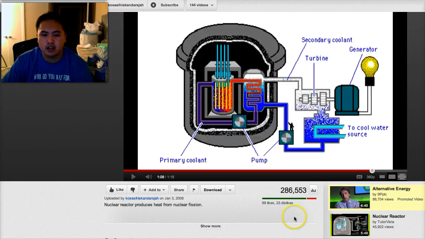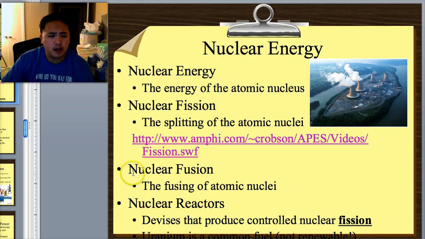Again, we could talk about it later when I get back to school. But I thought it was pretty cool. I never knew how a nuclear power plant worked until I took this class. So back to the PowerPoint.